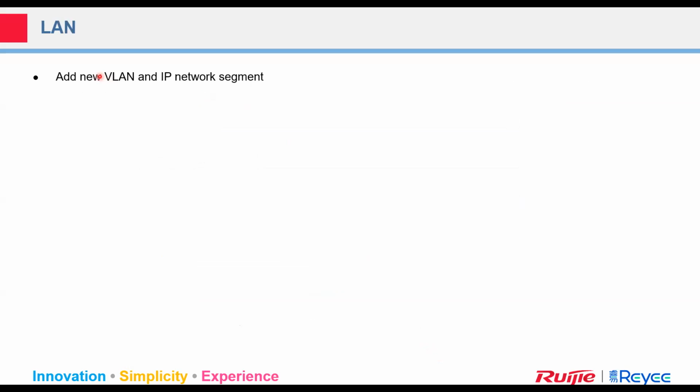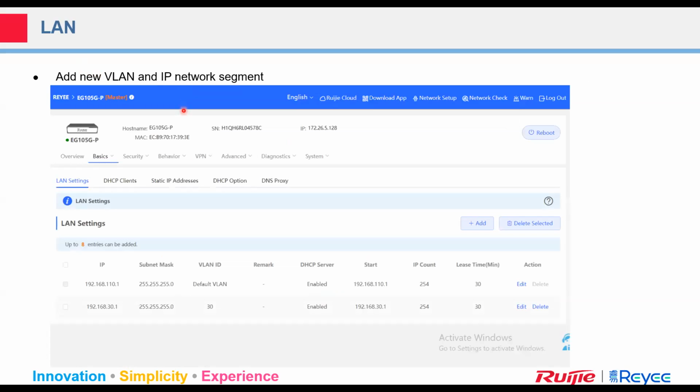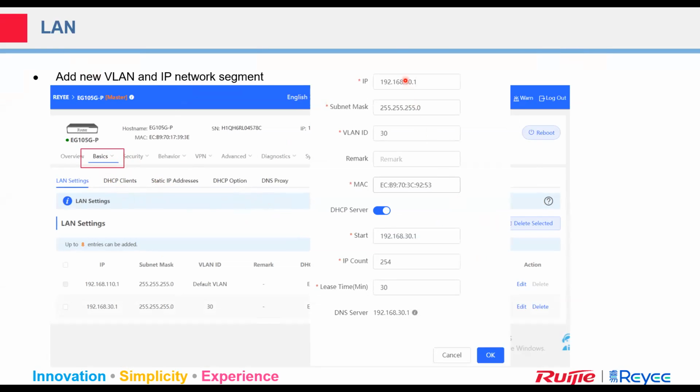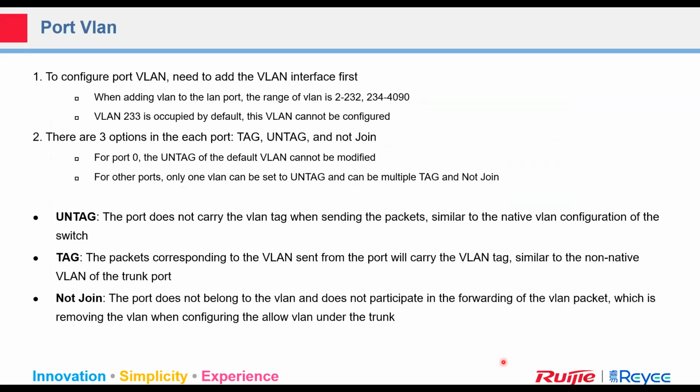On the LAN segment, you can add a new VLAN and IP network segment. Here, to add a VLAN, you go to Basic, you can add, and then you get this pop-up to fill in all the mandatory details. You need to put the IP, subnet mask, VLAN ID, and so on, and click OK.